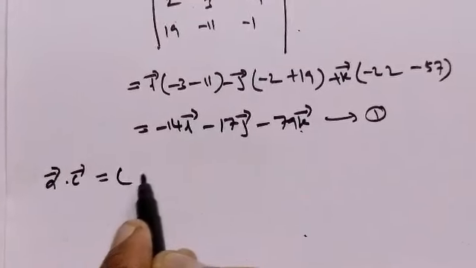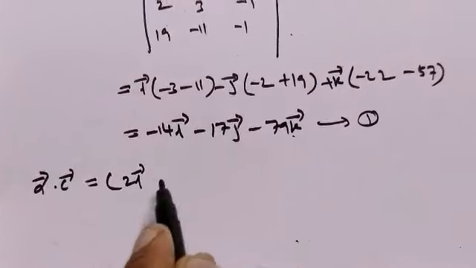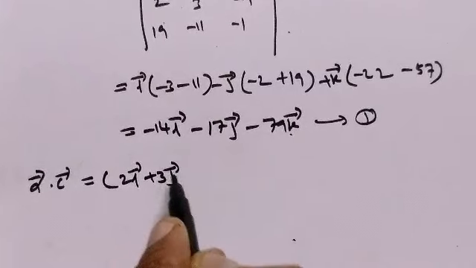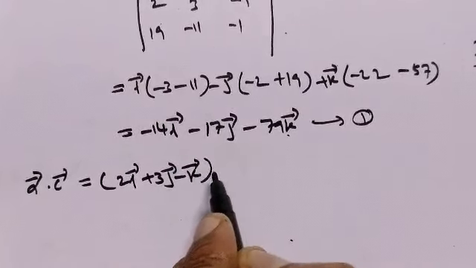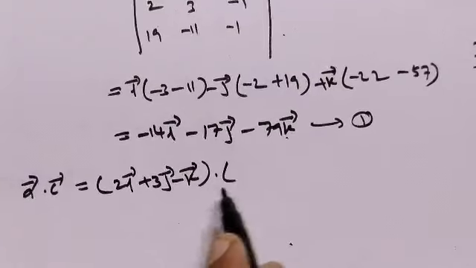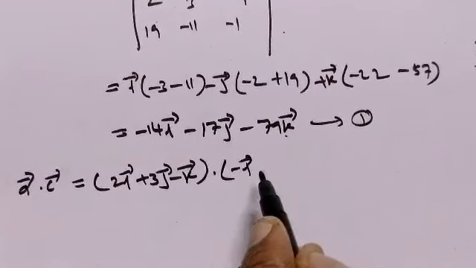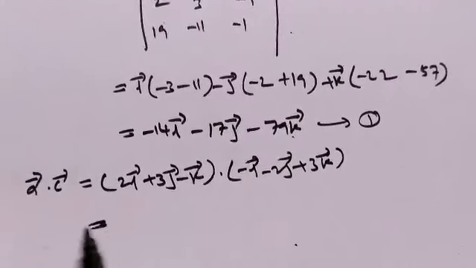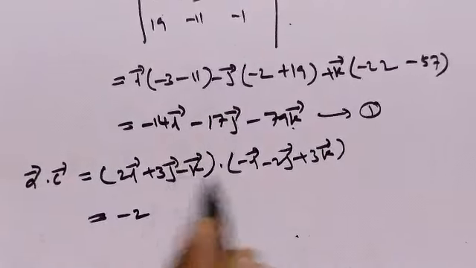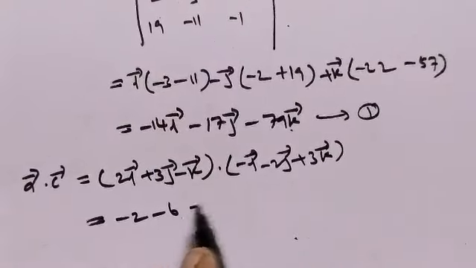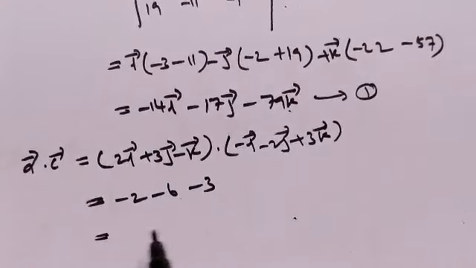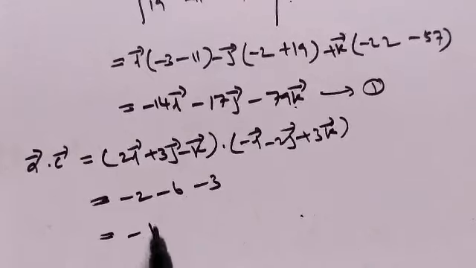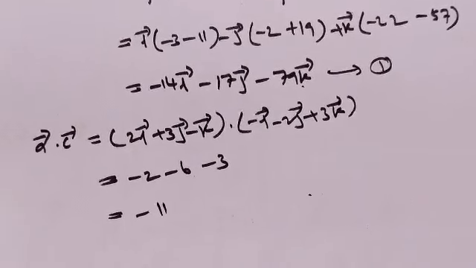a dot c. Vector a is 2i plus 3j minus k, dot vector c, which is minus i minus 2j plus 3k. 2 into minus 1 is minus 2, 3 into minus 2 is minus 6, minus 1 into 3 is minus 3, so minus 9. So a dot c equals minus 9 minus 2, minus 11.